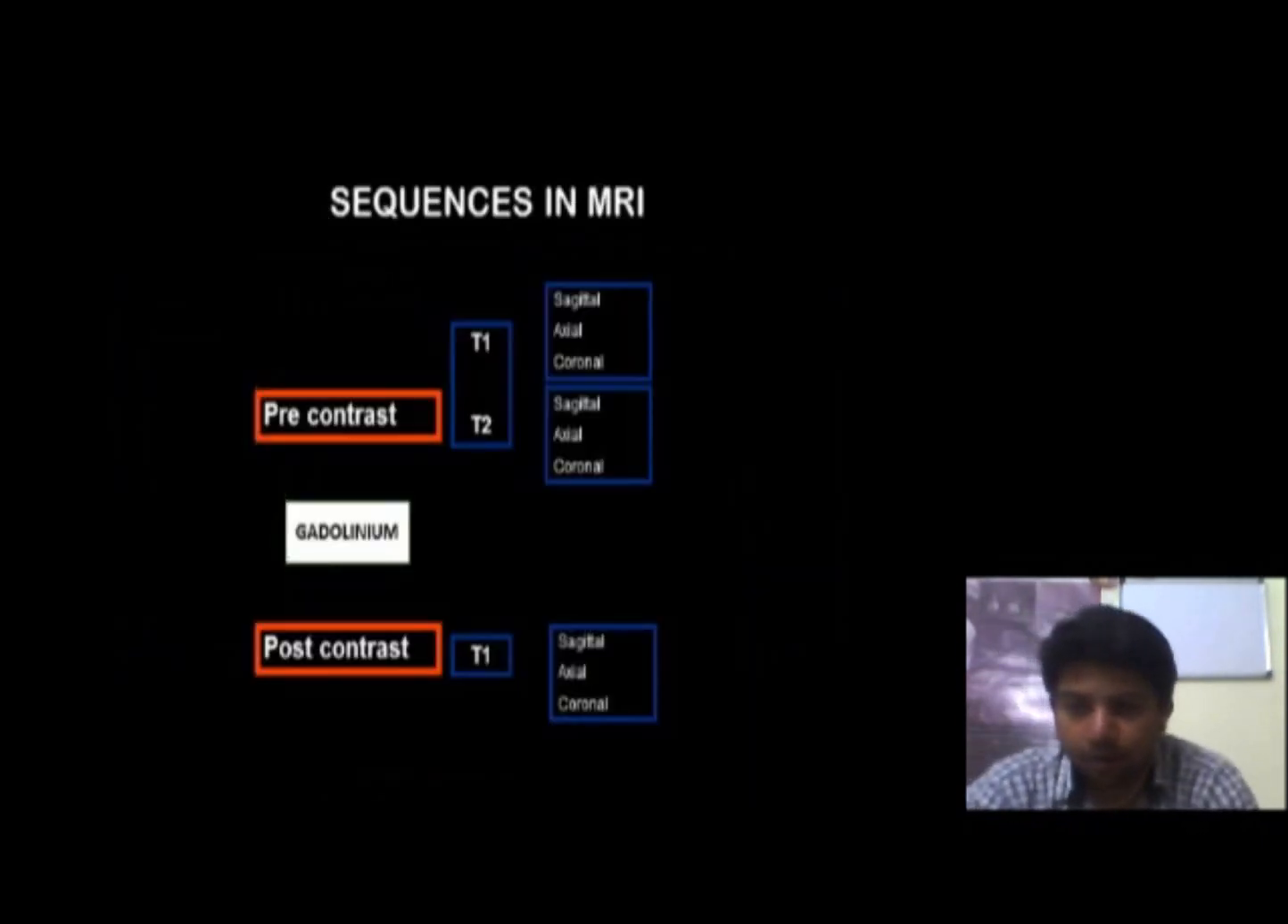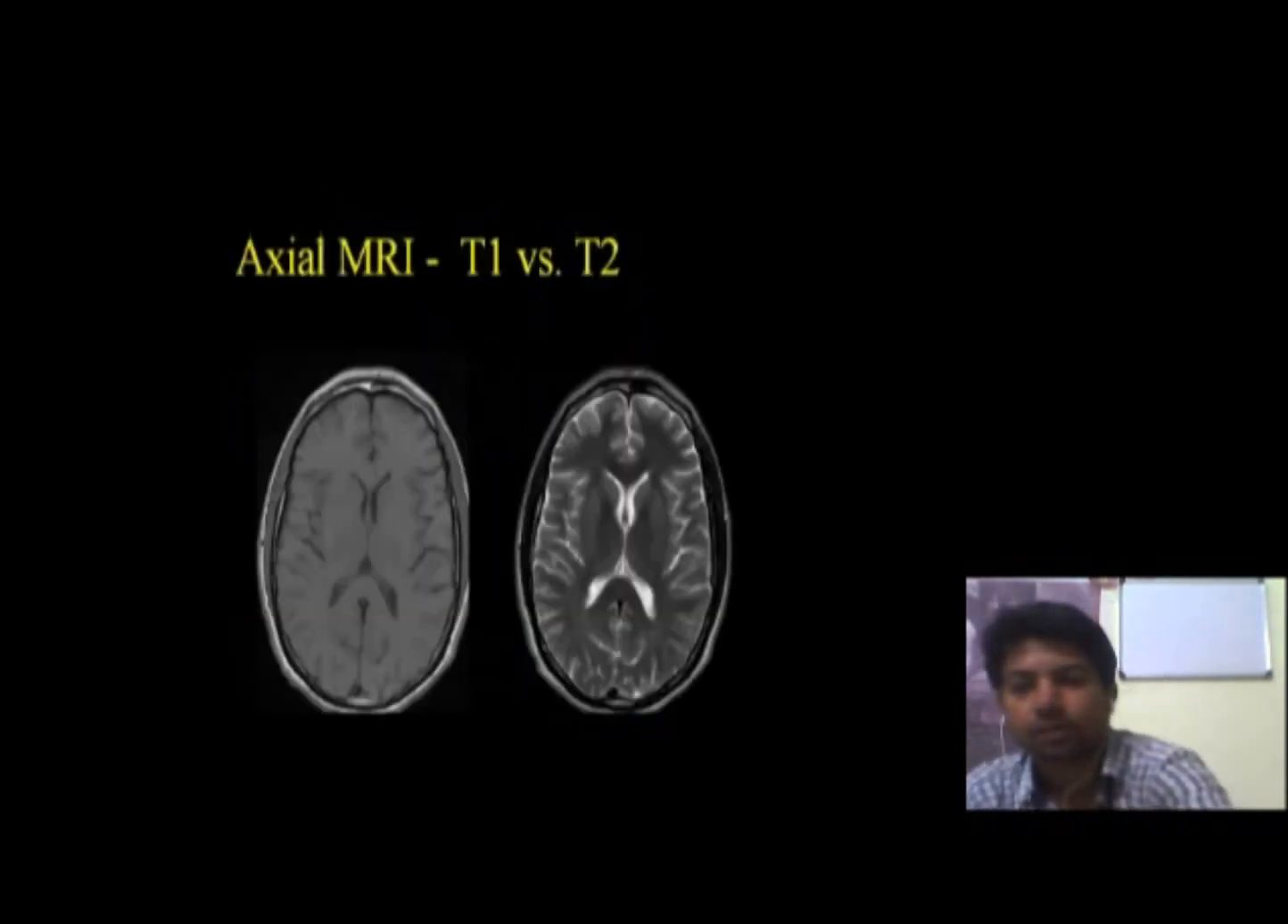Before contrast, we have T1 and T2 imaging, and after contrast by gadolinium, we will be having only T1 images, and all these T1 and T2 images can be reformatted in various planes as sagittal, axial and coronal. This is the T1 image and T2 image.